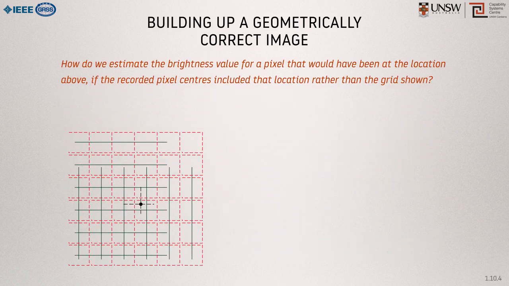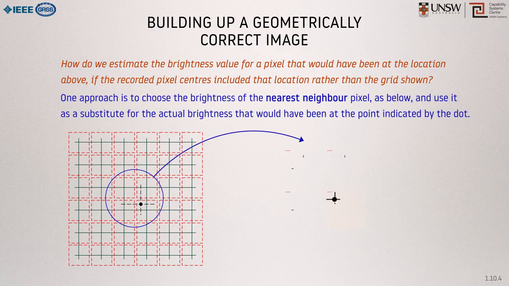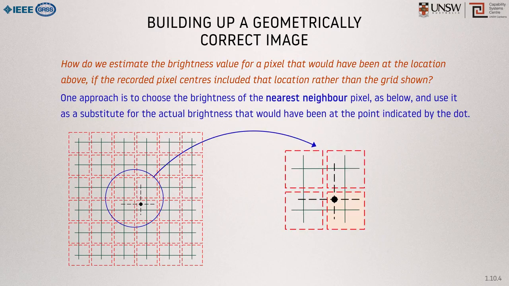How do we go about finding a brightness for a pixel, that is for the scene, at the location indicated by the mapping polynomials? A simple approach, and one which is often used in practice, is to choose the nearest recorded pixel, as seen here. This is called nearest neighbour resampling. For it to work effectively, the grid spacings in both the map and the image should be about the same.